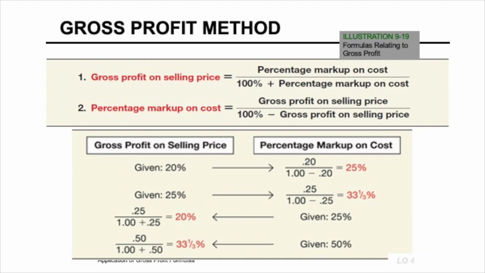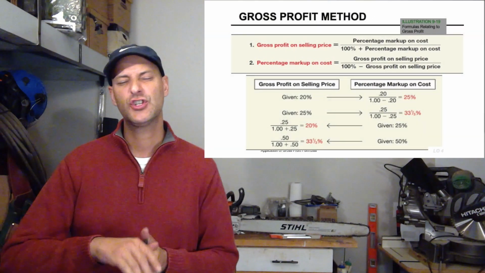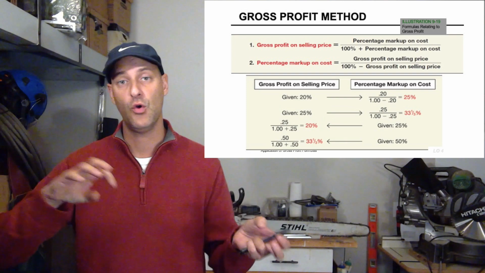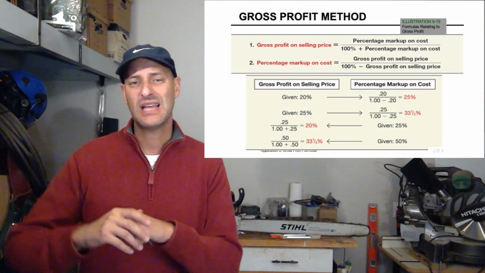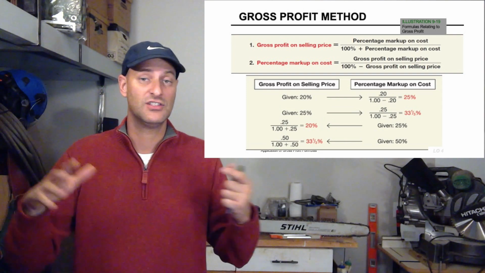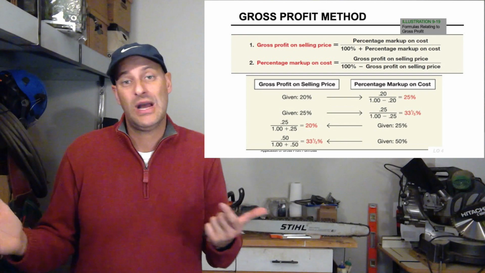The percent markup on cost is going to be the gross profit on the selling price over 1 minus the gross profit on the selling price. So that is the equation. You should be familiar with how this works and be able to go back and forth both ways. So take some time, look through this. I'm not going to go through a whole lot more examples because this is largely just how you work the math, and you just need to know how to do it.